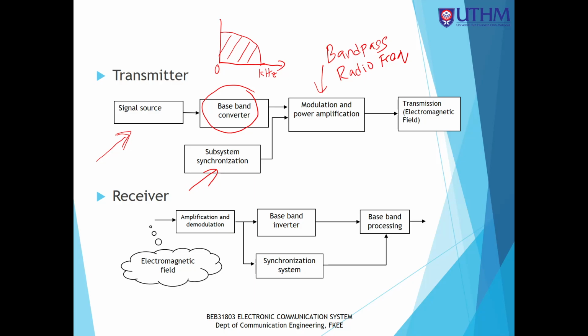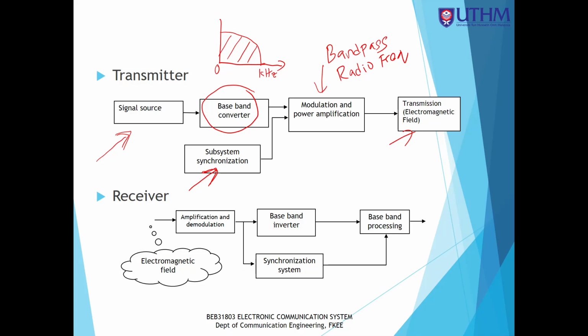This subsystem synchronization, normally we use it in the digital system. In analog systems, normally we don't have synchronization. Dalam analog tidak ada synchronization seperti ini. And then transmission in terms of electrical field we can transmit as wireless or wired. Okay, electric field ni dia boleh jadi wireless ataupun dalam wired medium. And then it goes to the receiver.